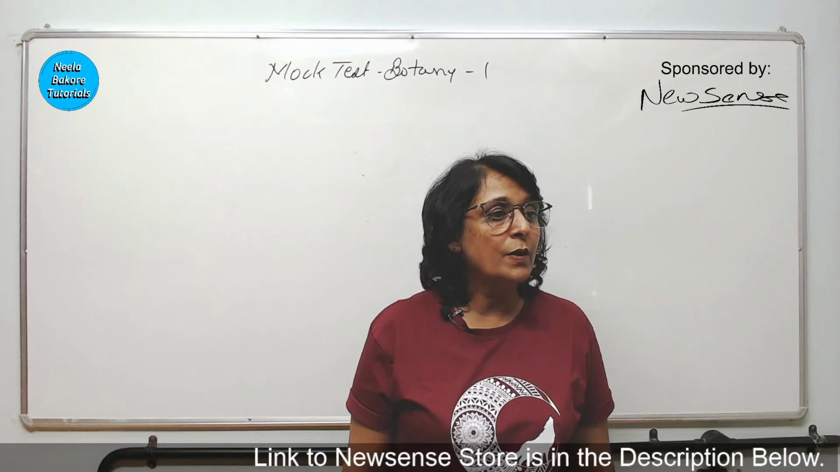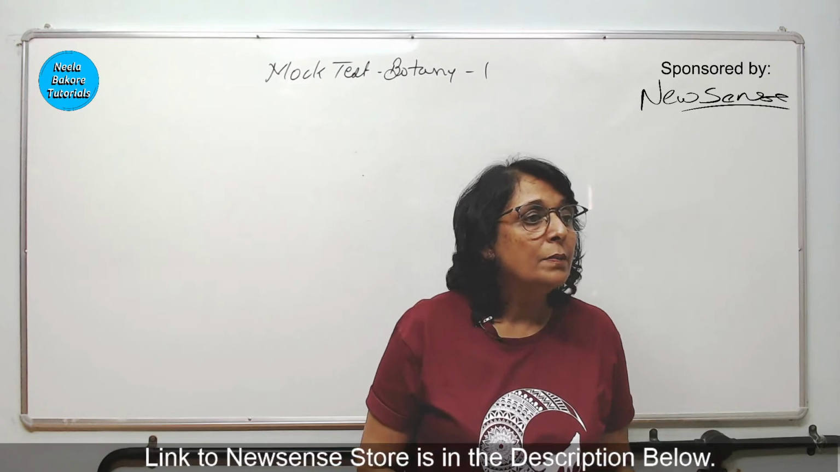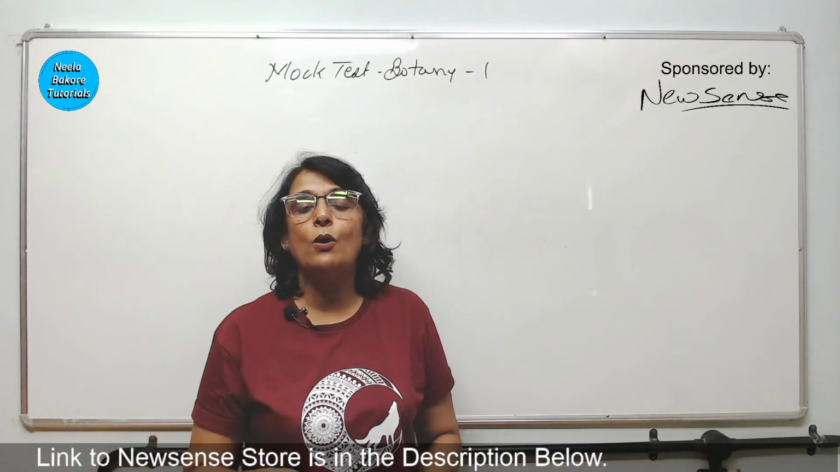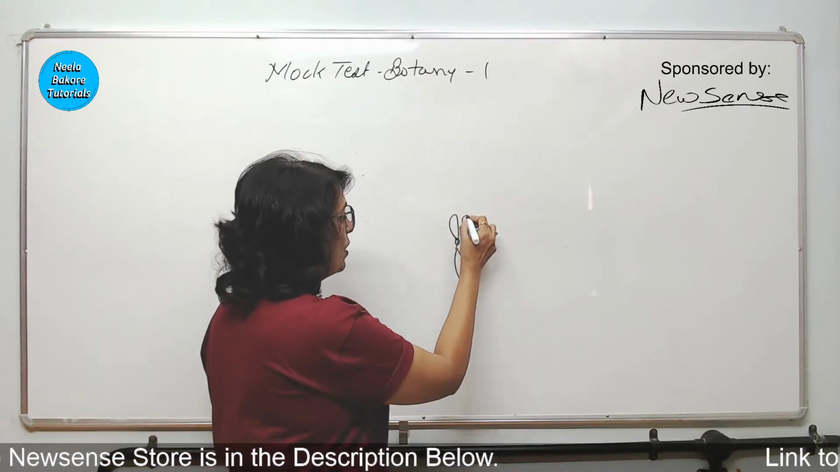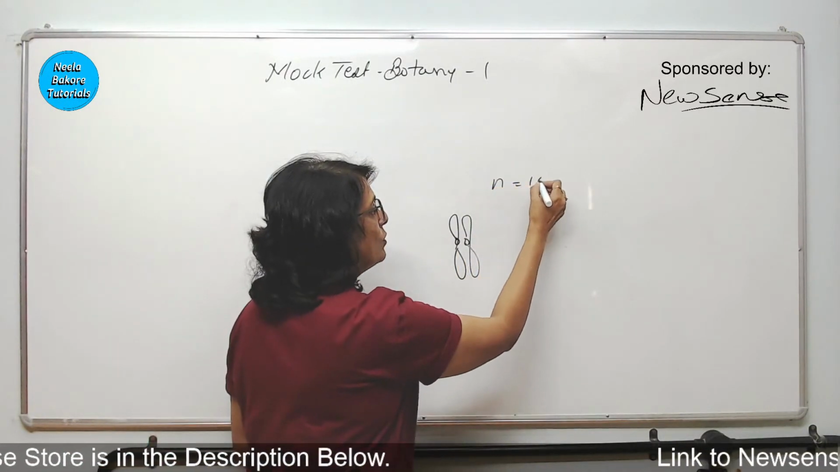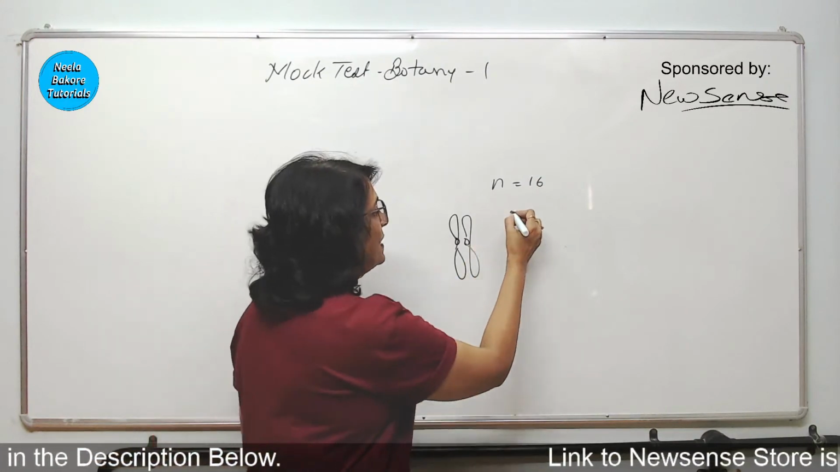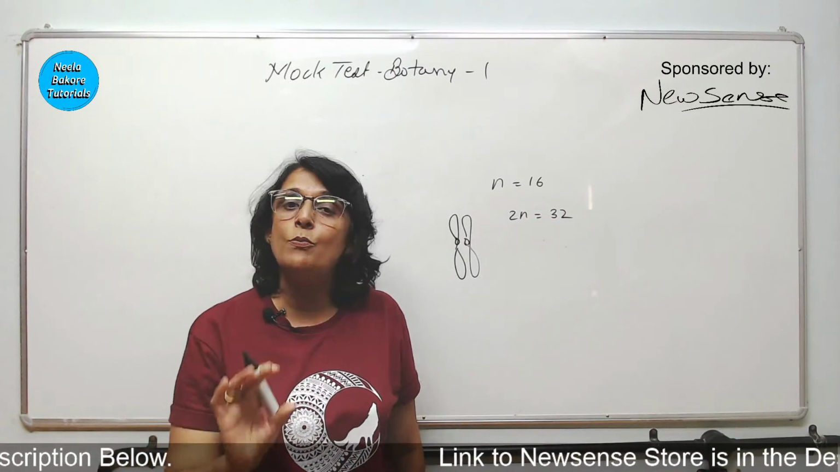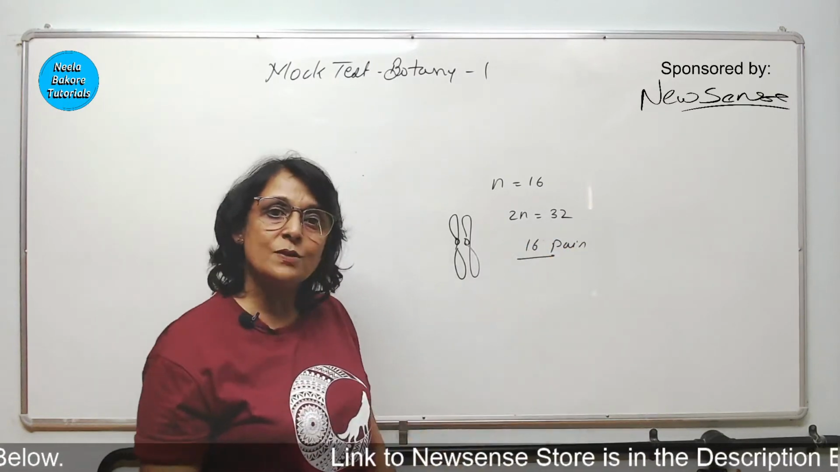Okay, wait, there is one question, let me see that. The sixth one, Mishti is asking about the sixth question. The sixth question is about bivalent. Bivalent means a pair of homologous chromosomes. It is called bivalent. Information which is given is n is equal to 16. So, if a cell is dividing by meiosis, that means the cell has to be diploid. So, it is going to have two sets, 32 chromosomes. How many pairs? So, it is going to have 16 pairs, and the pair is known as bivalent.